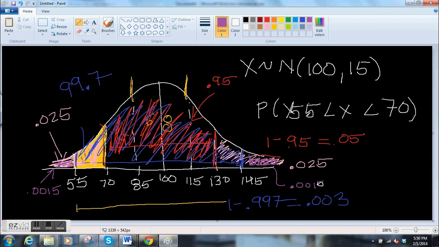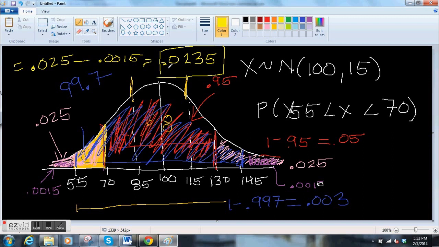So, our answer, the probability that x is between 55 and 70: what we want is the yellow area, and it's the pink area, 0.025, minus that little area, which is 0.0015. Better go back to yellow. What is that equal to? I get 0.0235. That one was way harder.